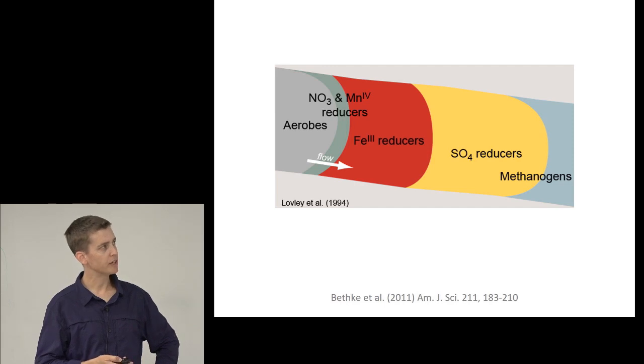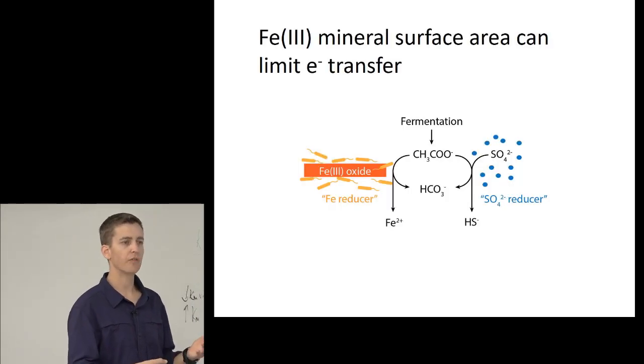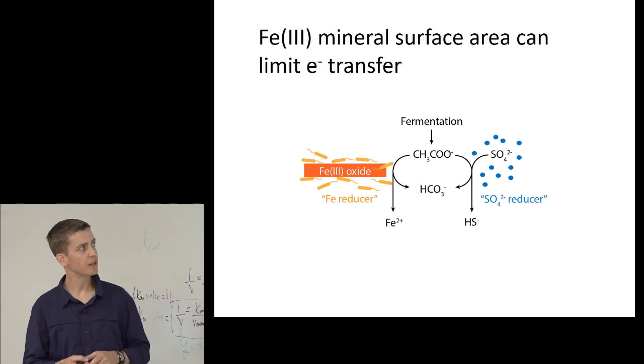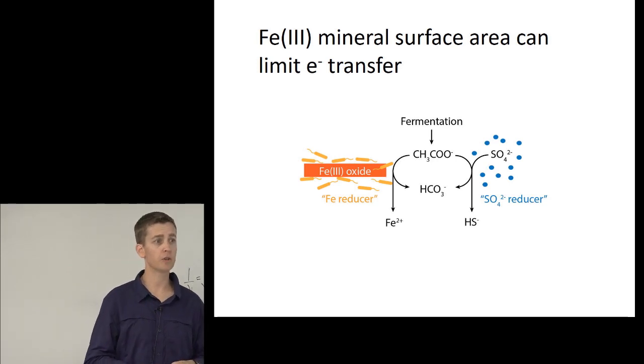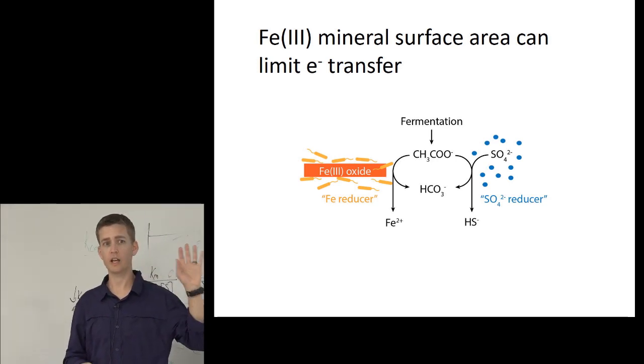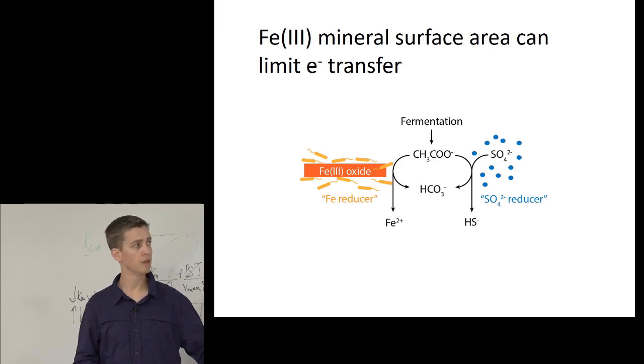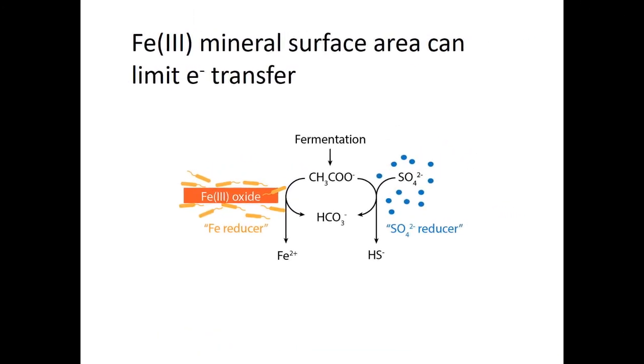One reason why it's more variable than these other reactions is the fact that, unlike sulfate reduction and methanogenesis, iron reduction is a heterogeneous reaction. It includes the aqueous phase as well as a solid phase. So microbes are trying to transfer electrons to ferric iron in that solid. One of the things that can ultimately serve as a bottleneck on the rate of that electron transfer is the surface area of that mineral. The oxide surface area is a limitation on the rate of iron reduction.